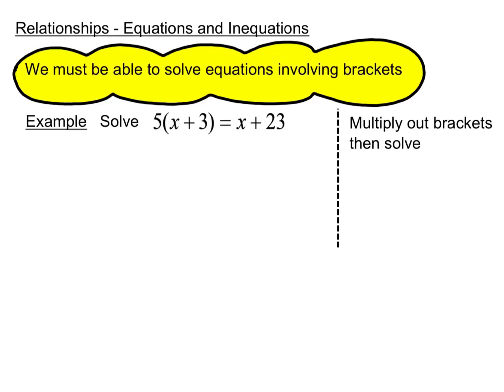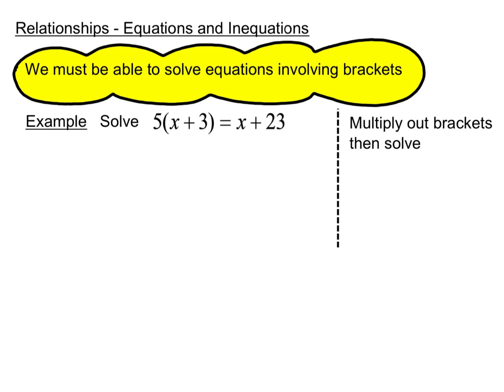In this video, we're going to look at equations involving brackets. So, for the first example here, we have an equation, 5 bracket x plus 3 equals x plus 23. Now, the first step if you have an equation with brackets in it is to multiply out the brackets, and then we can solve it like any other equation. So let's start off by multiplying out the brackets here.